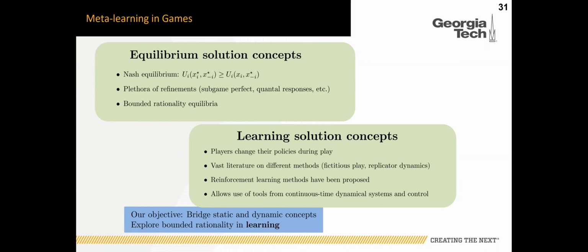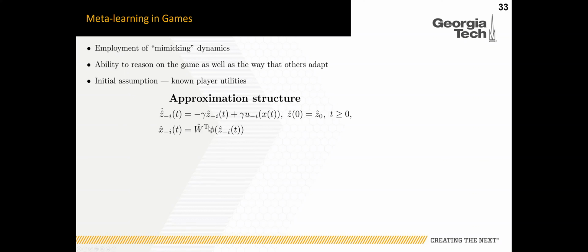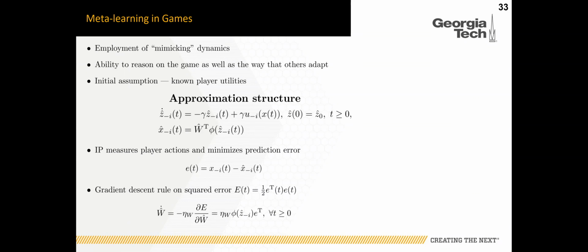The first thing that comes to my mind is to employ mimicking dynamics. This will help me not only to reason about the game, but also to adapt. The first thing I will do here is assume that I have known player utilities; you will see I will relax this assumption later. If I have known player utilities, what I want to do first is approximate only my score function. In other words, I will use only one approximation structure, and the choice map will be given by this one, where W are the unknown weights that we will derive soon. The intelligent player will measure the actions and will minimize this prediction error.